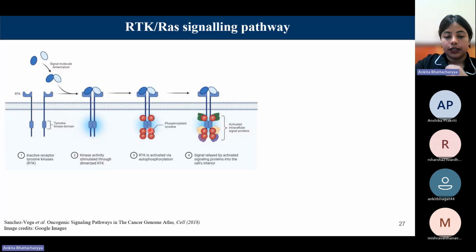After this dimerization has occurred, this activity is stimulated and there is phosphorylation of tyrosine residues within the receptor itself. This step is called autophosphorylation. Autophosphorylation means self-phosphorylation. If it is phosphorylating different parts of itself, then it is called trans-autophosphorylation. However, in this case, there is autophosphorylation, and then what happens? Signal is relayed by the activated signaling proteins into the cell's interior. So phosphorylation of this particular receptor allows the docking or the binding of all of these different proteins.